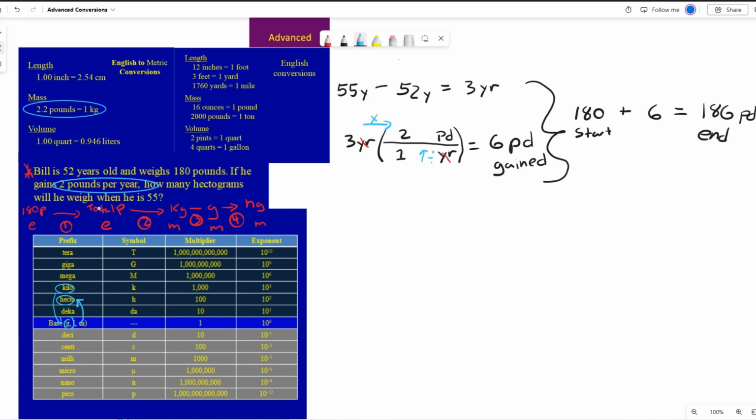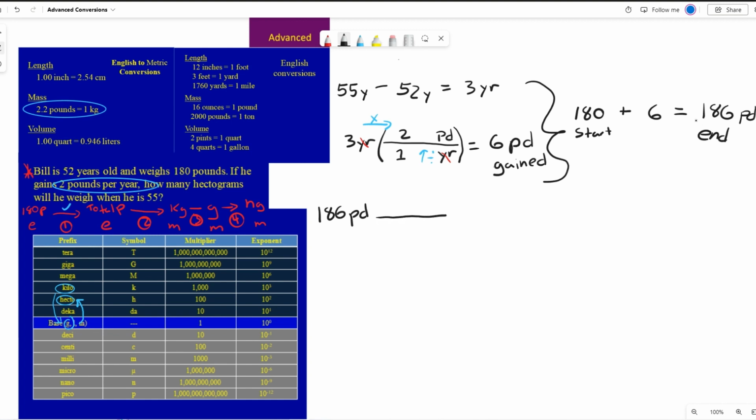So we did the first step in the problem. We found out how much he's going to weigh when he's 55 years old. Now, the next steps in the problem are going to be converting his total pounds of 186 pounds into kilograms, then into grams, and then into hectograms. So let's do the next step. He's 186 pounds.